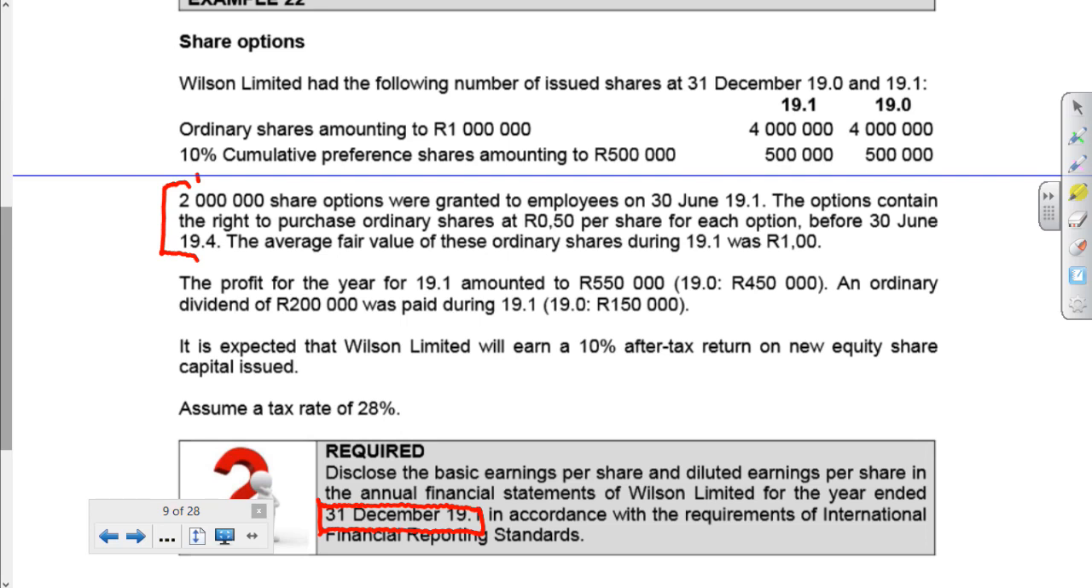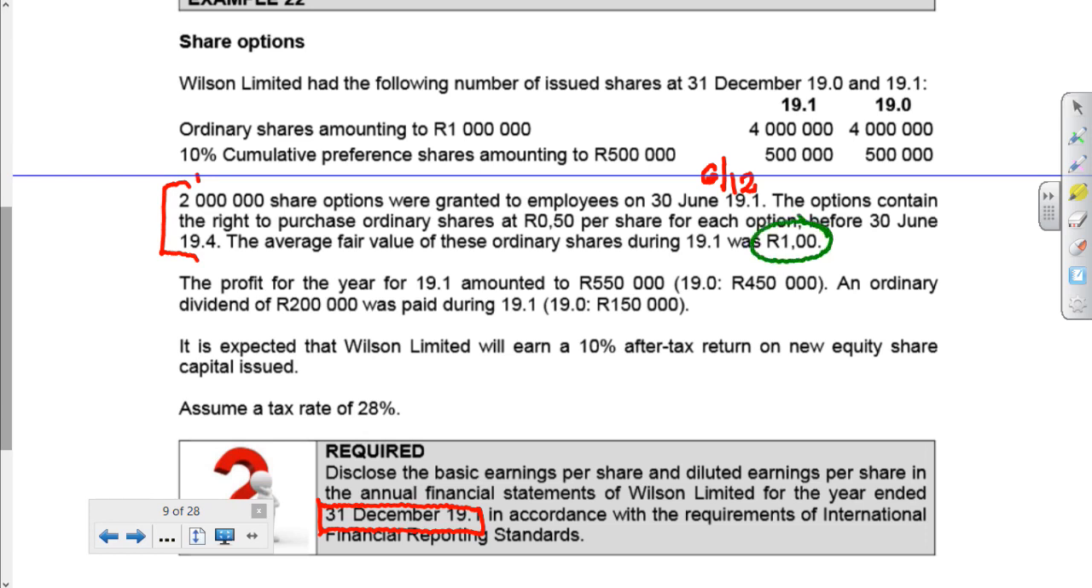Yeah? So this year, I'm going to put a little 6 months. We have to remember that we must 6-month it. It was only issued halfway through the year. The options contain the right to purchase ordinary shares at 50 cents per share before the 30th of June 94. So they've got 3 years to exercise these options. The average fair value was 1 rand.